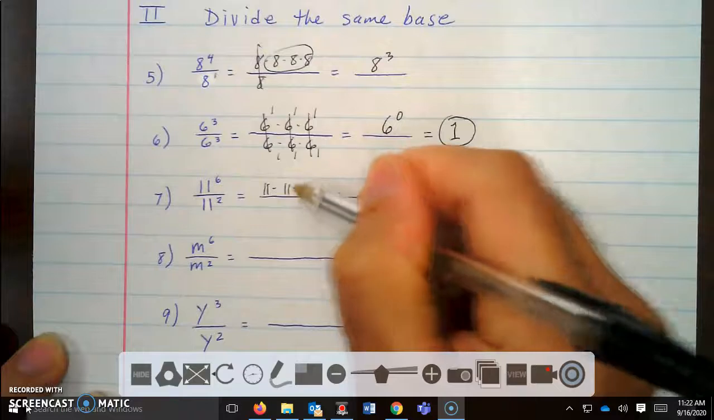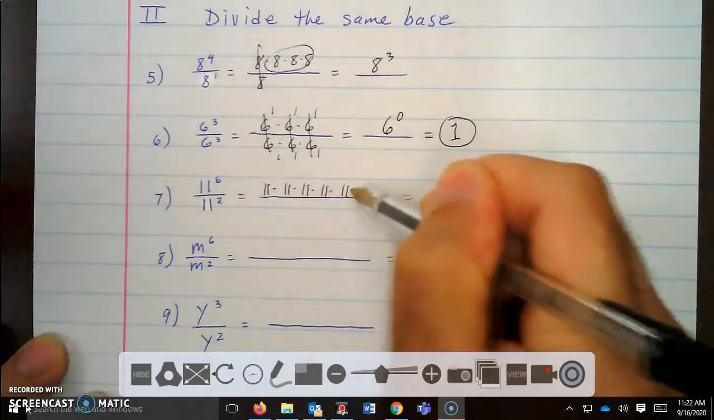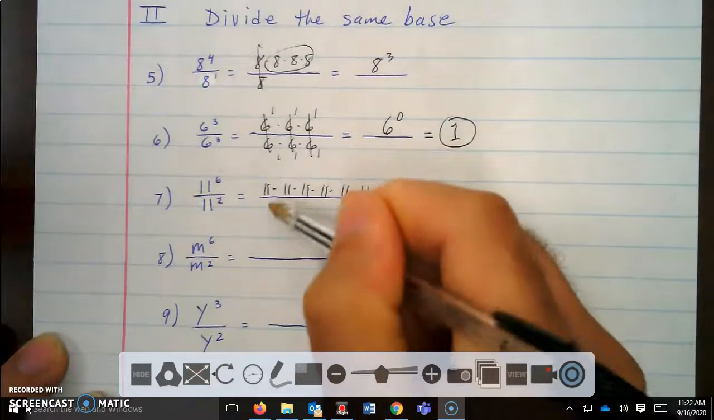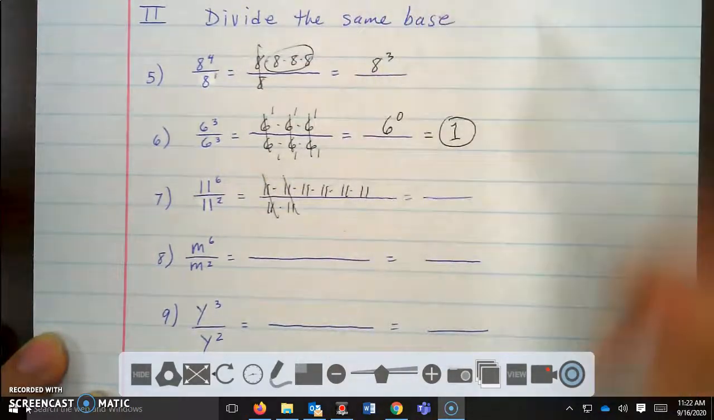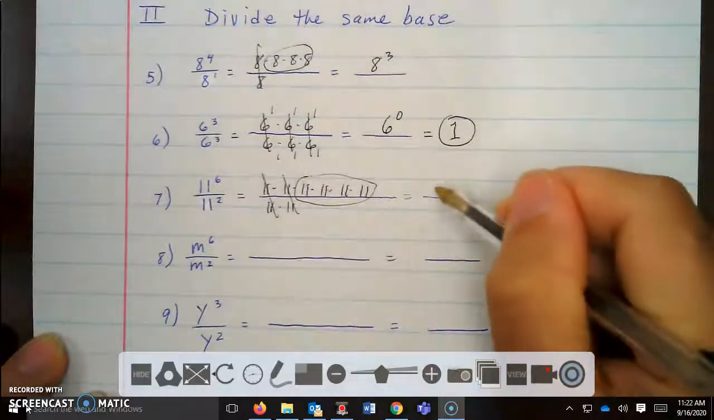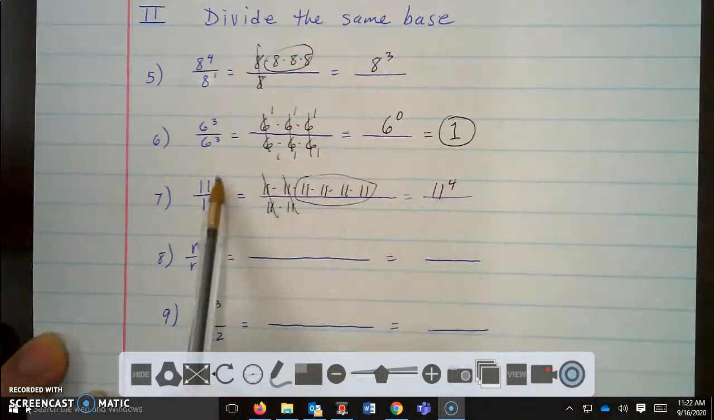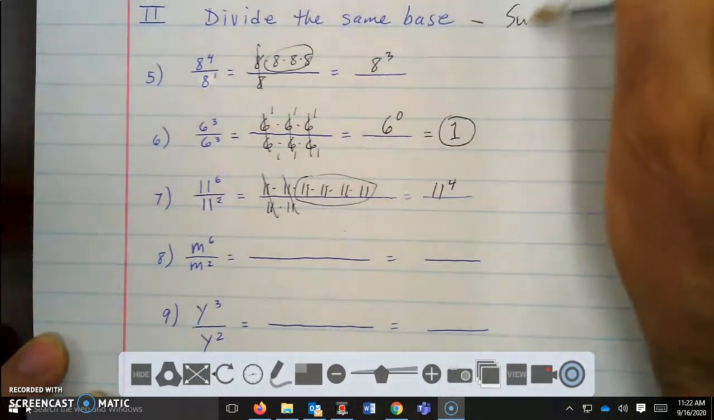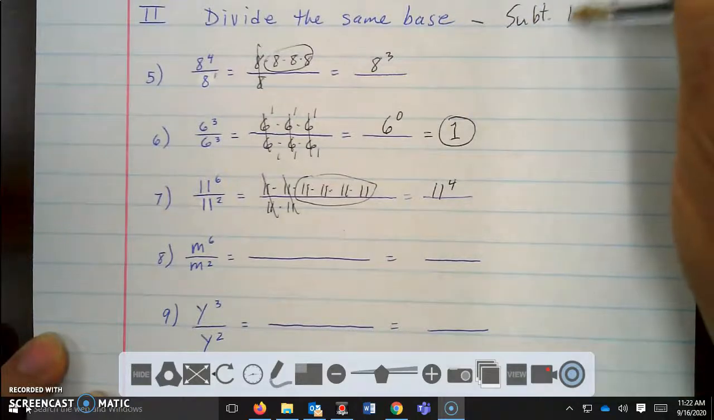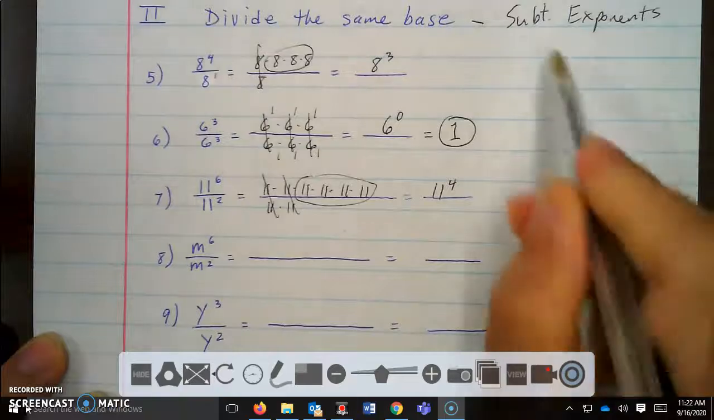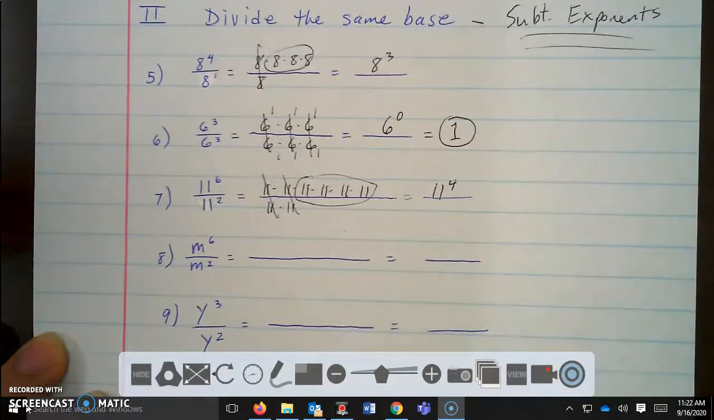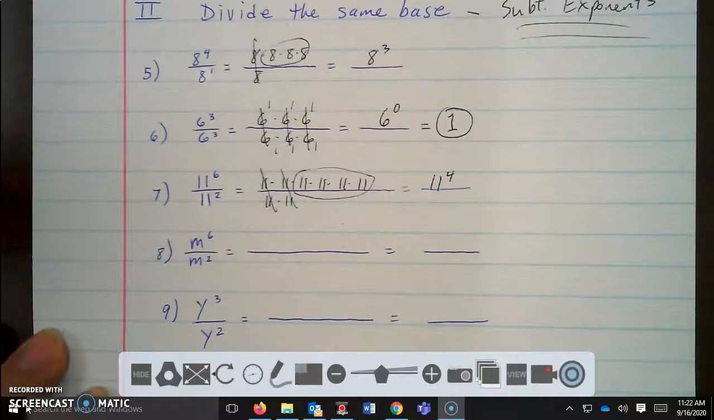Okay, 11 to the 6th over 11 to the 2nd, cancel, cancel. And there's 11 to the 4th power. As you can see, 6 minus 2. So to divide the same base, yep, you guessed it, subtract exponents. Okay? Feel free to write these notes when I do this, everyone, when I make these videos. As I said, it might be helpful to you.